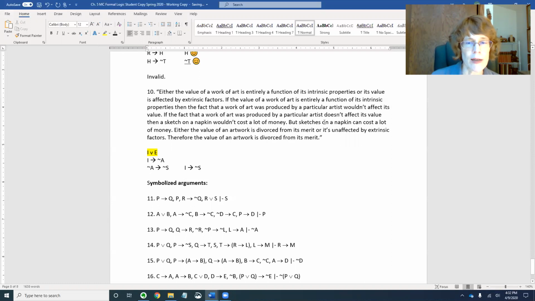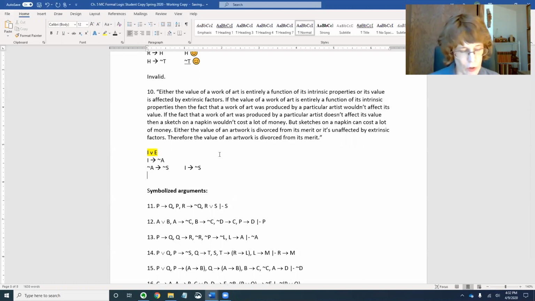But sketches on a napkin can cost a lot of money. So again, ask yourself, can you conclude something at this point? If so, what would that be? And would the inference that takes you there be valid or invalid? Pause the video, think for a bit, come back when you're ready.